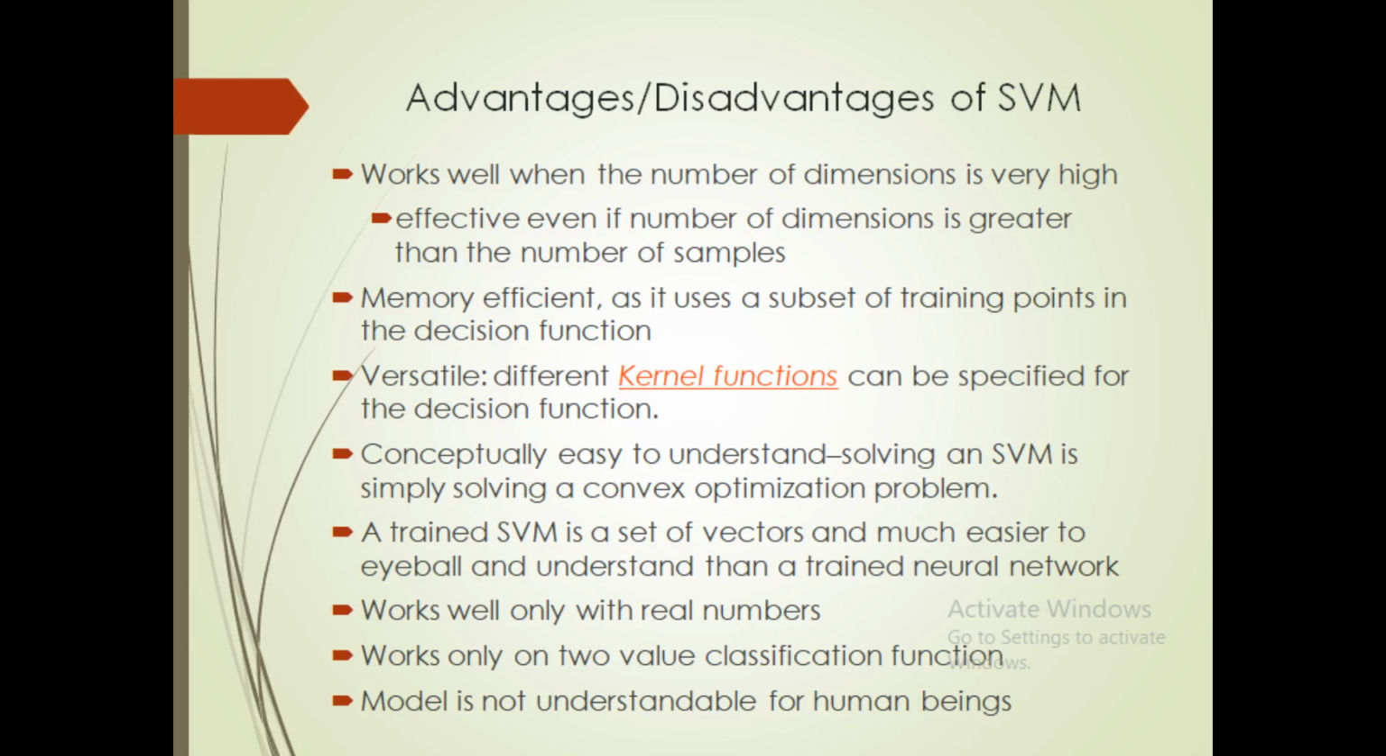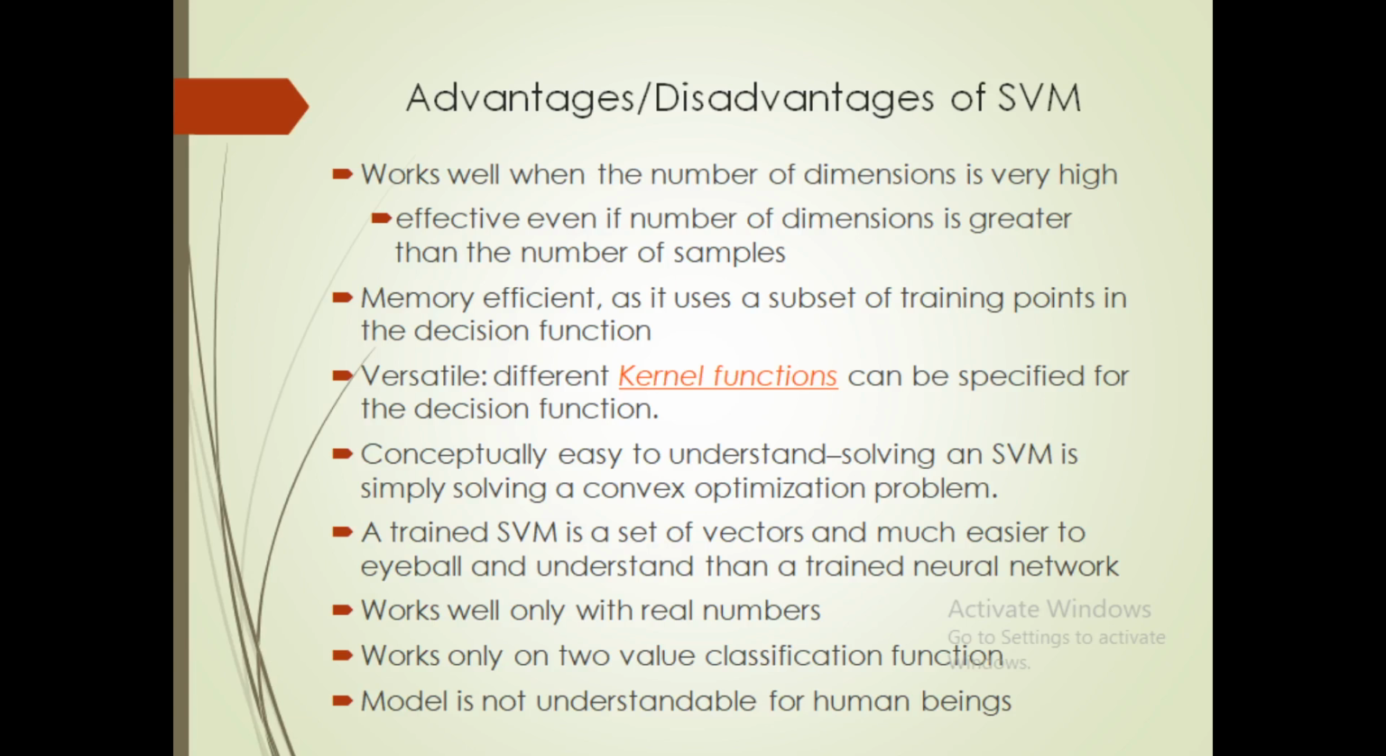Another advantage of SVM is that it's memory efficient. As I have already stated, whenever we are going to classify things, first we find the support vectors. Once the support vectors are known to us, we discard the other points. We just compare a data set with only these support points, and we classify whether they belong to a particular class or not.